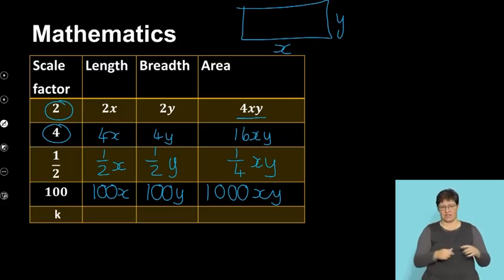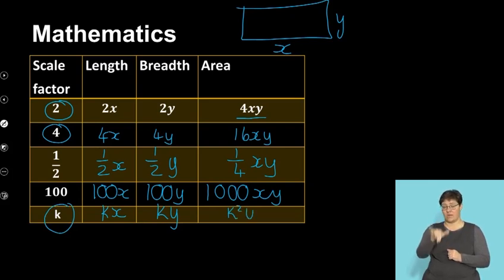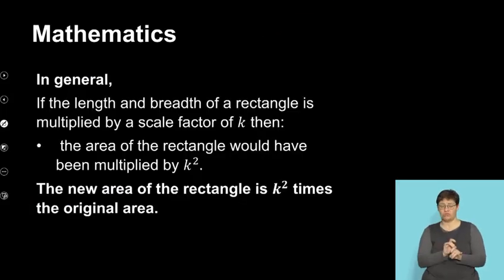Cool. But let's see if I can actually make a general rule for having a scale factor for a rectangle. If I say kx, because my length has been multiplied by k, and then I move on to my breadth, which will be ky, because I'm multiplying my length and my breadth by a scale factor of k, my area is going to be k squared xy. So this lets me make the conclusion that in general, if the length and breadth of a rectangle are multiplied by a scale factor of k, then the area of the rectangle would have been multiplied by k squared.